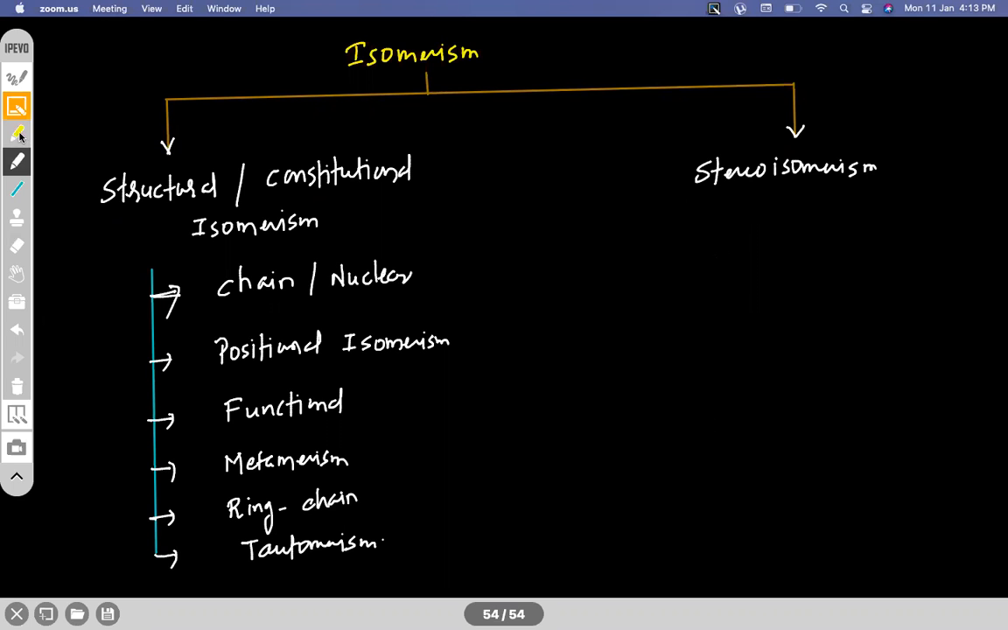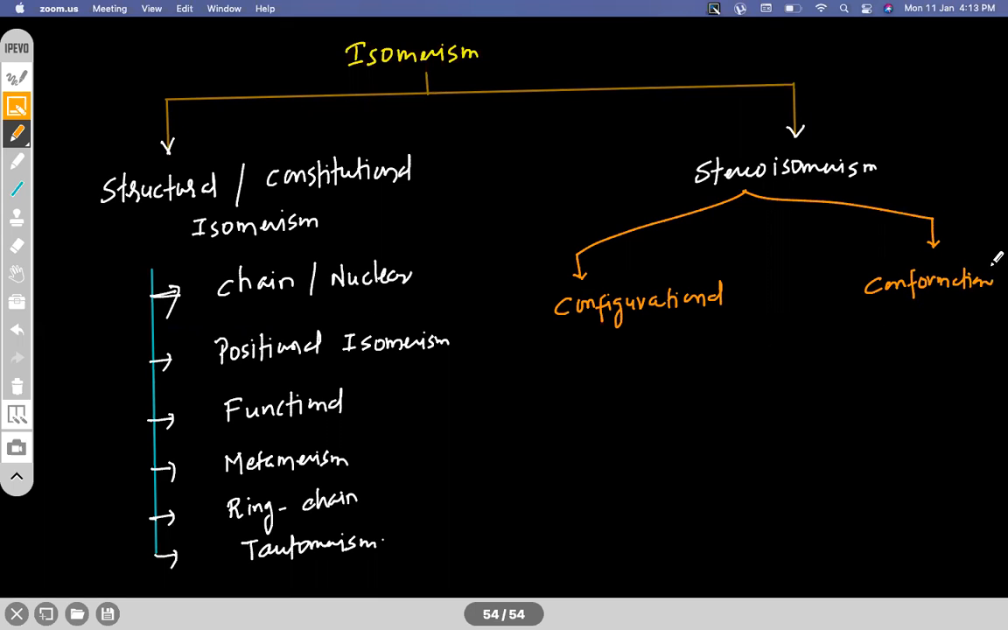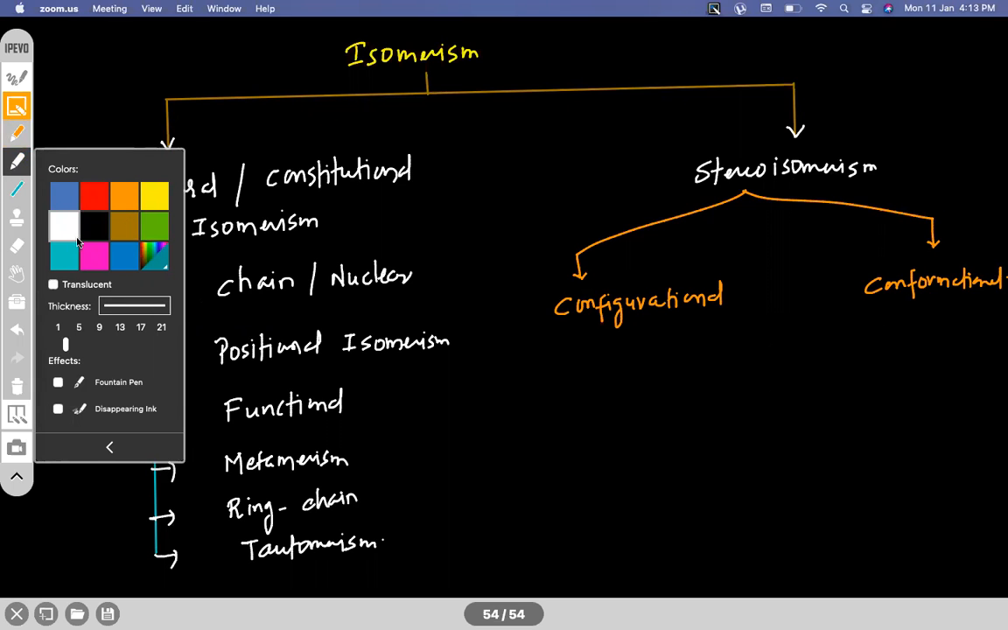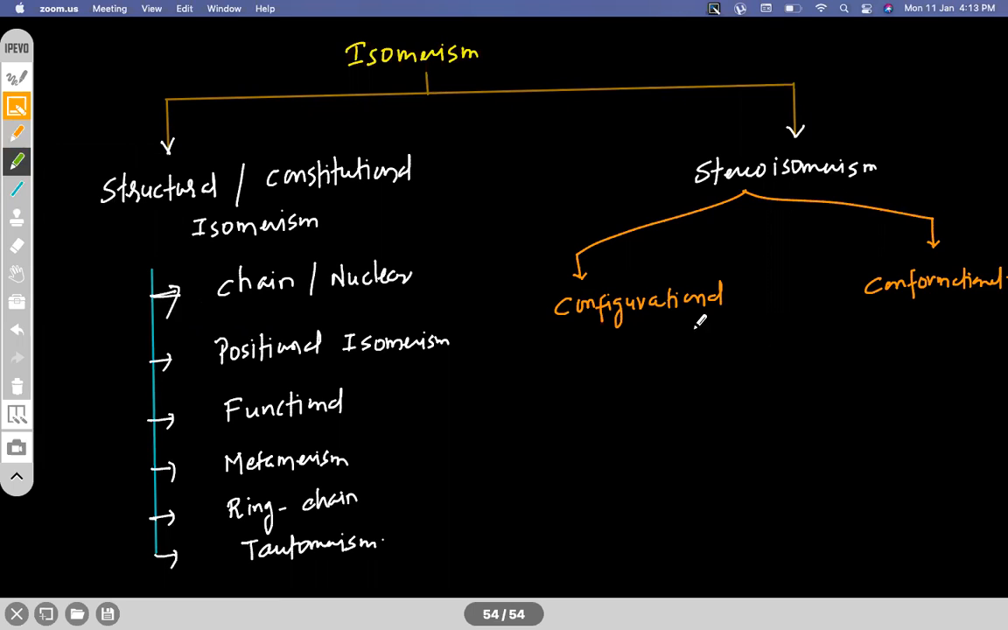Stereoisomerism is further classified into two categories, configurational and conformational. Configurational isomerism is again further classified into two categories, that is geometrical and optical. This is the classification we have for isomerism.